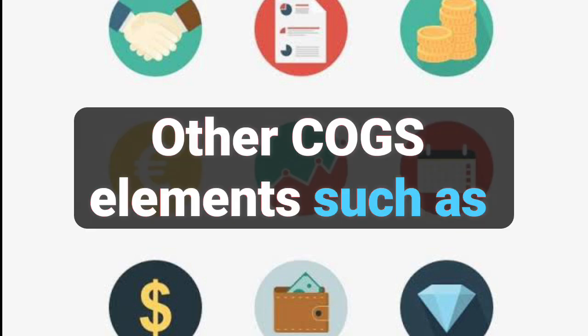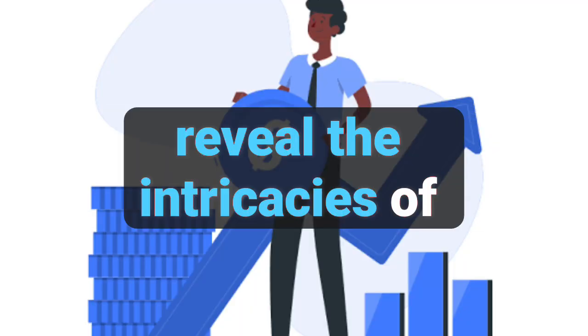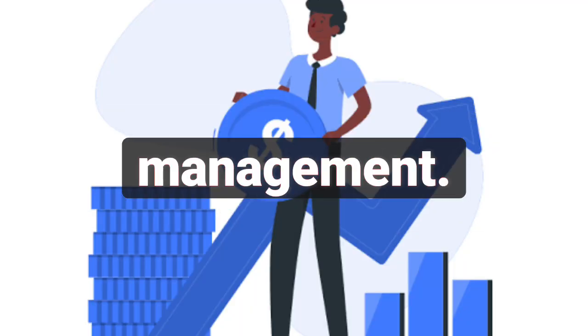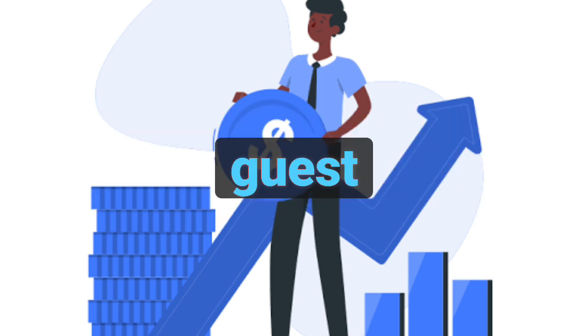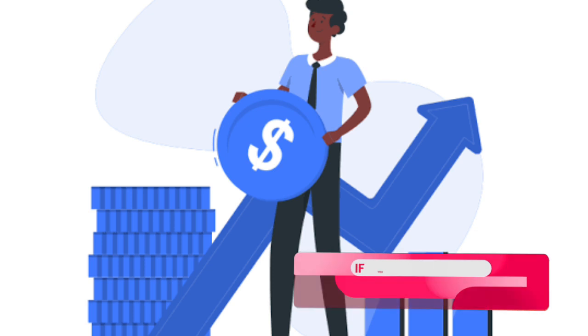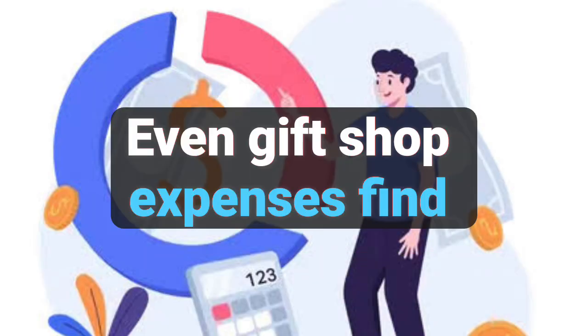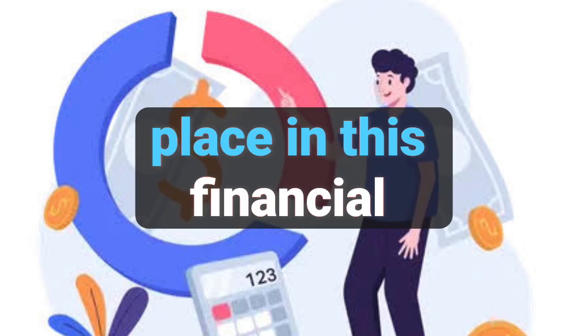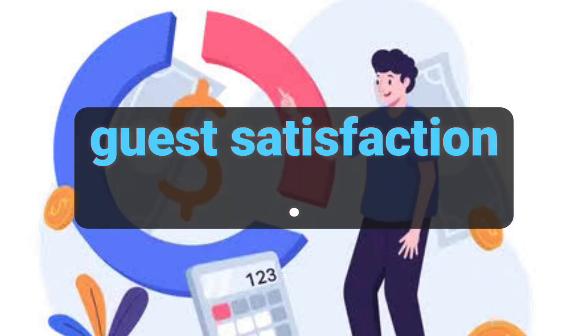Other COGS elements, such as minibar and in-room dining costs, reveal the intricacies of hospitality management. Spa and wellness costs reflect the growing emphasis on guest comfort and relaxation, offering services that enhance the overall experience. Even gift shop expenses find their place in this financial landscape, impacting the bottom line and guest satisfaction.